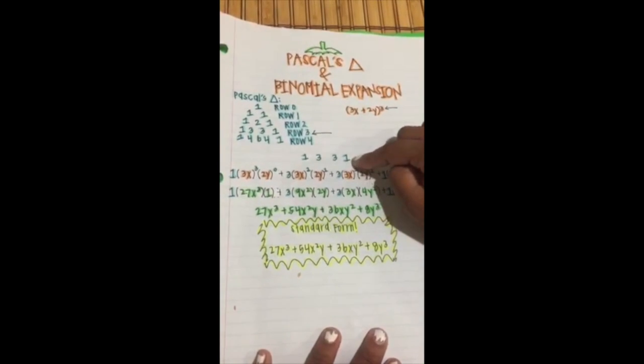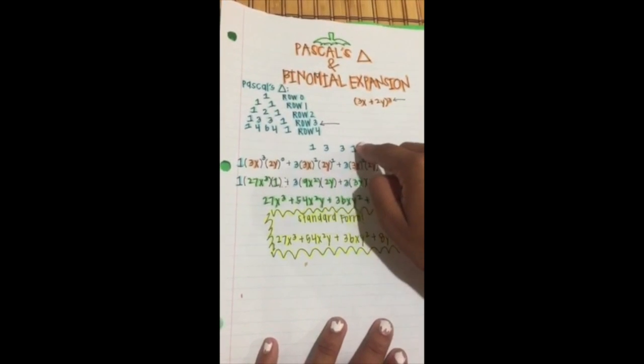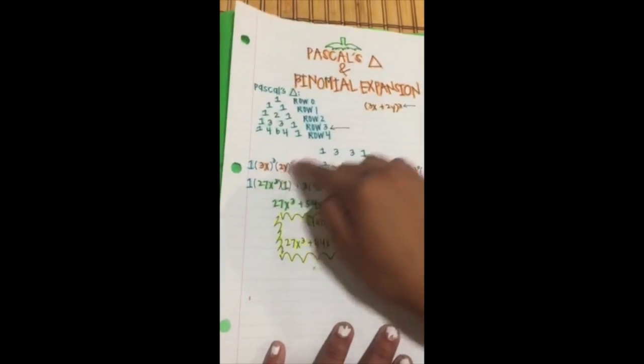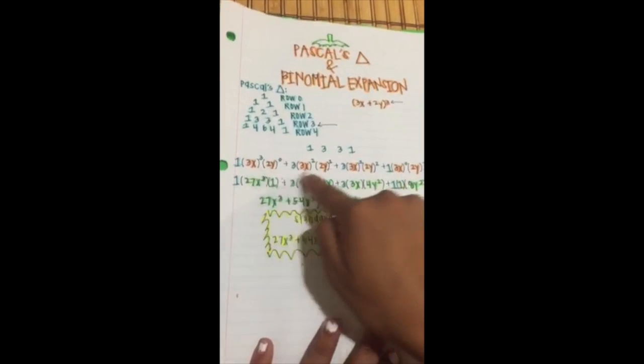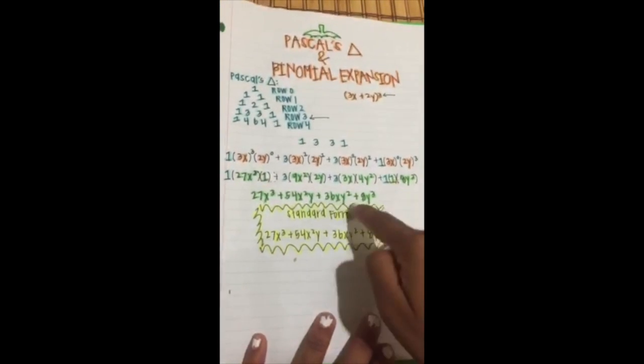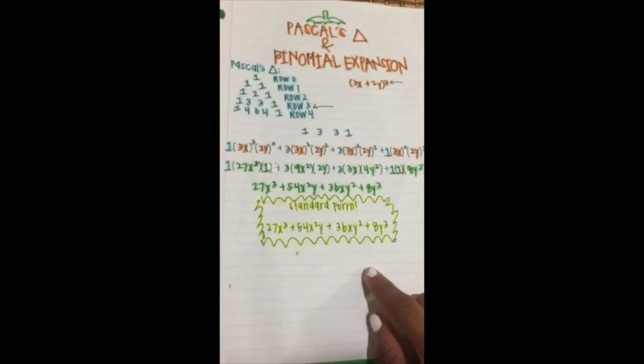Take the 4 numbers from the 3rd row, and by using binomial expansion, distribute both terms of the binomial to each number from the 3rd row. Then simplify each term and make sure it is in standard form.